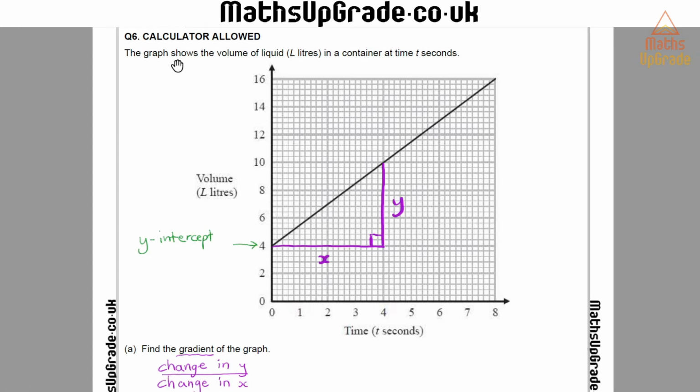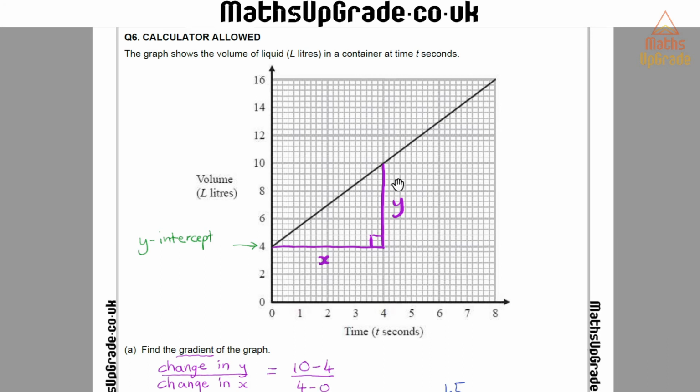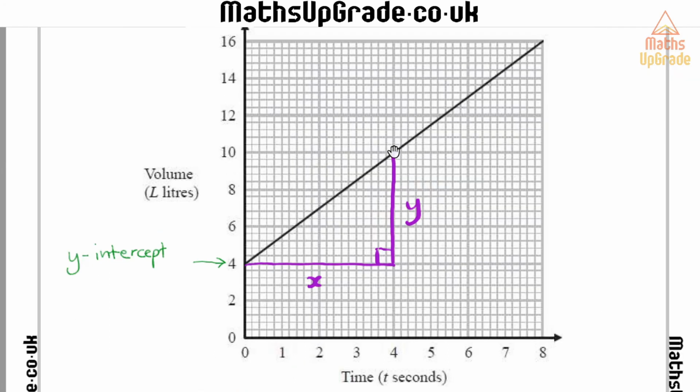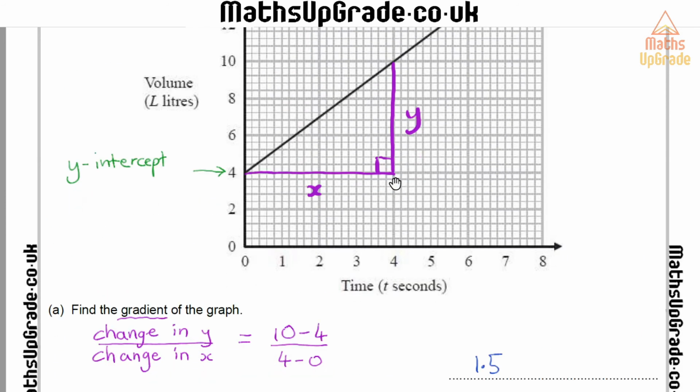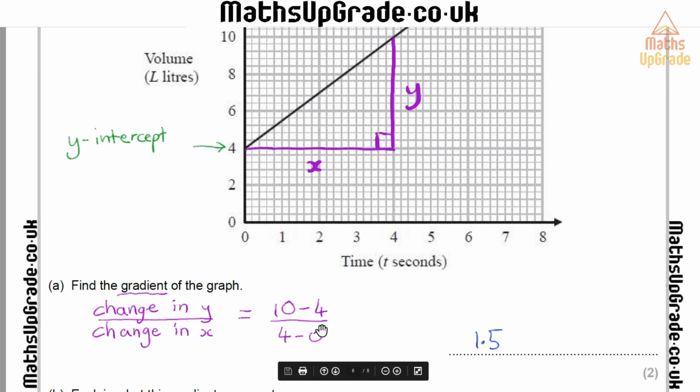So the gradient, remember, is given by the steepness of the line. It's a straight line, so you can draw this right angle triangle anywhere you want. I've drawn it here just because it's easy to read off the values here. At this point I can see the y value here is 10 and the x value here is 4, and at this point it's 4 on the y-axis and 0 on the x-axis. So the change in y, the vertical distance here is 10 minus 4, which is 6, and the horizontal distance is 4 minus 0, which is 4. So 6 divided by 4, which is 1.5 on a calculator.